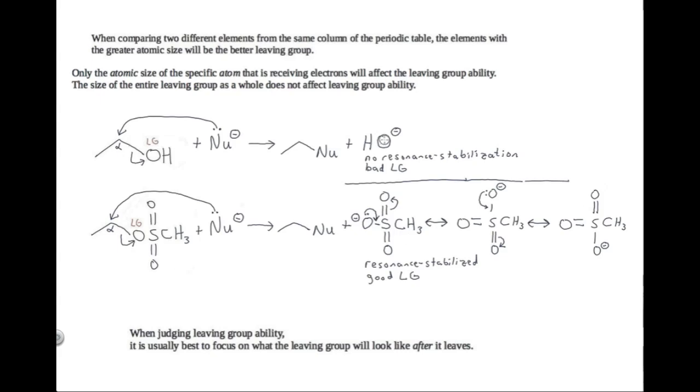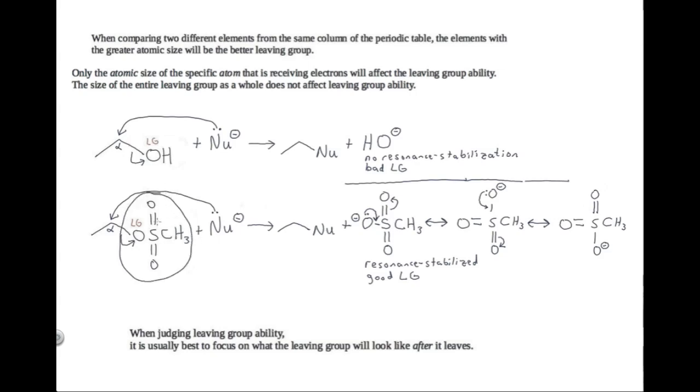This oxygen has no potential for resonance stabilization, which means that it's more difficult for this oxygen to leave in the first place, making it the worse leaving group. And in fact, again, an alcohol is considered a bad leaving group. So a sulfonate group is a good leaving group because its negative charge will be resonance stabilized after it leaves. Again, it's not because it's a big group.